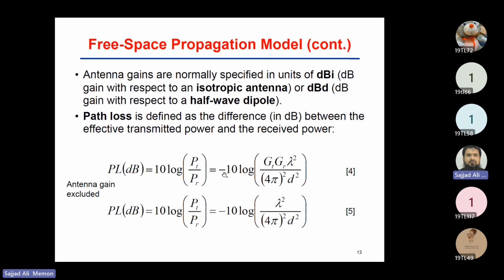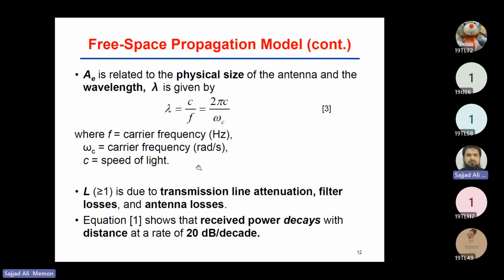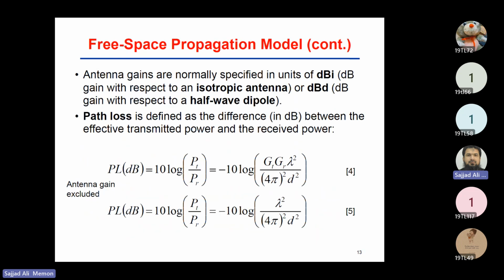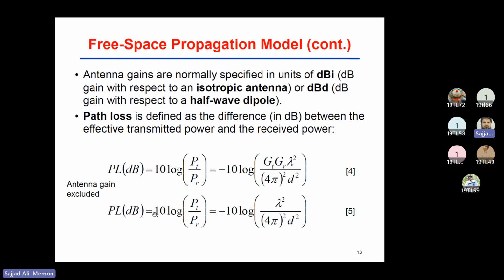To determine loss, from equation 1 you can calculate PT over PR from here. So from equation 1 we can evaluate the PT over PR in equation 4. After that, equation 4 will become 10 log GT GR lambda square over 4 pi square d square. And if antenna gains are excluded, if we say that GT and GR are equal to 1, then this equation will become minus 10 log lambda square by 4 pi square d square.